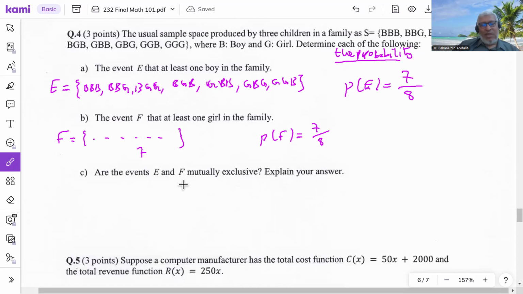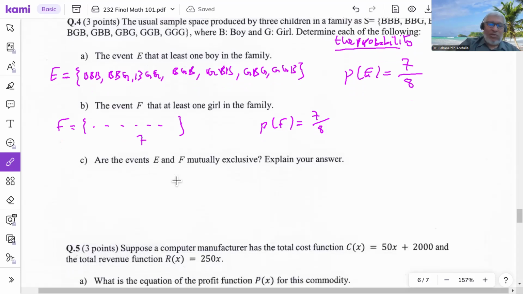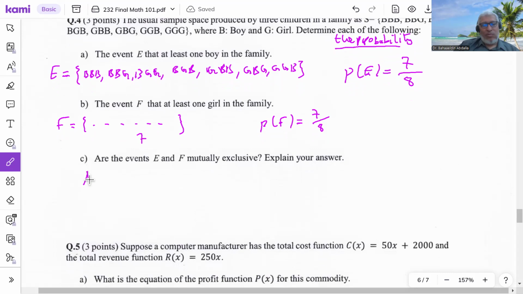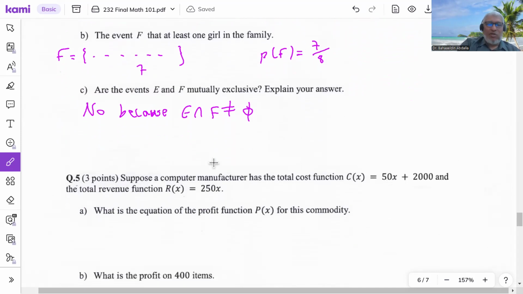Are the events E and F mutually exclusive? No, because E intersection F is not phi. There are intersections. For example, BBG is in both. It would be mutually exclusive if the intersection is phi, but here it is not phi, so they are not mutually exclusive.